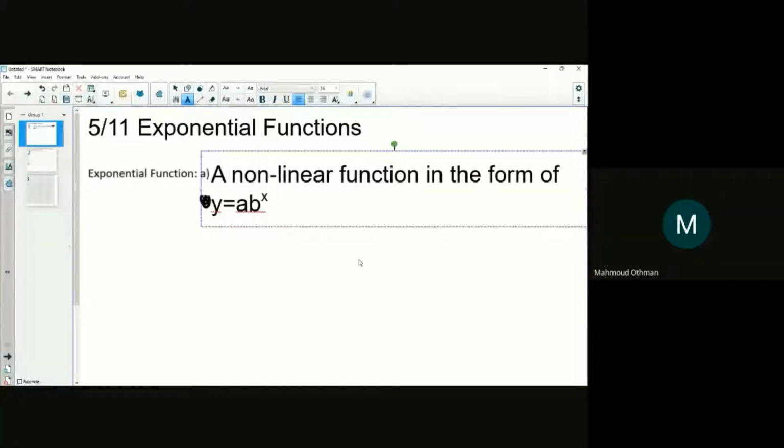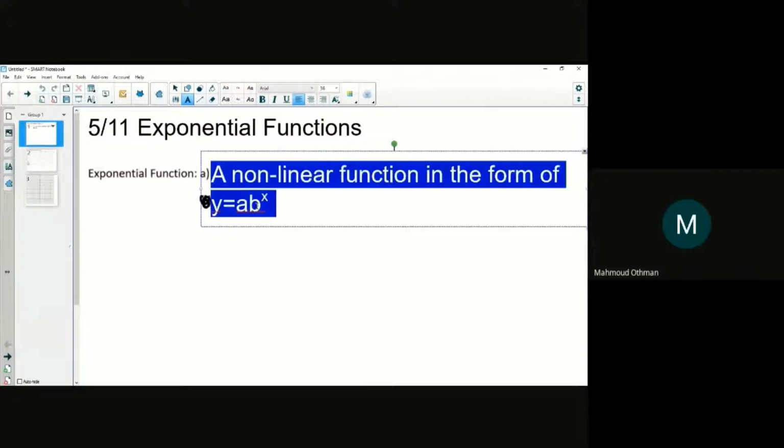Students will be able to work on exponential functions. Exponential functions are a nonlinear function in the form of y equals ab to the x.